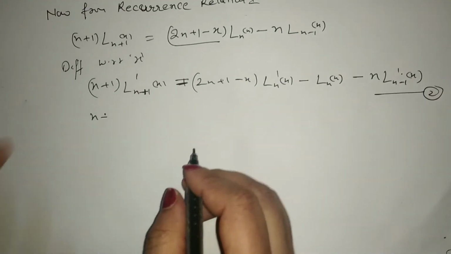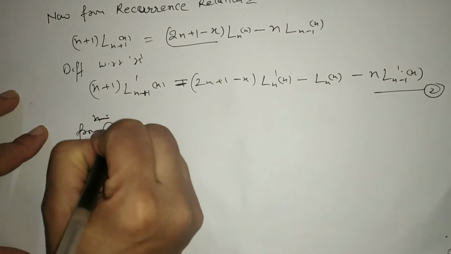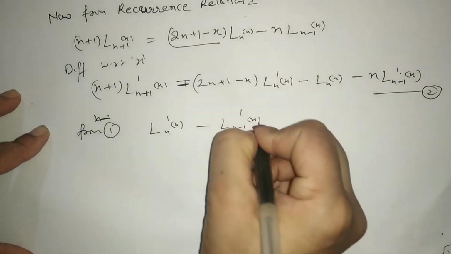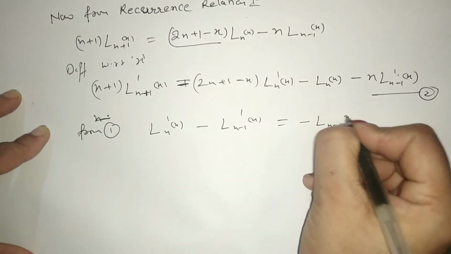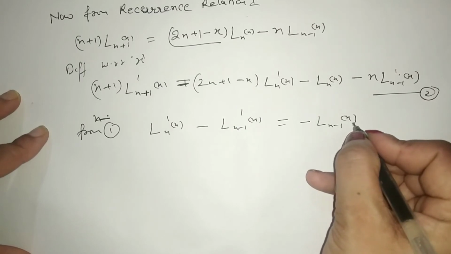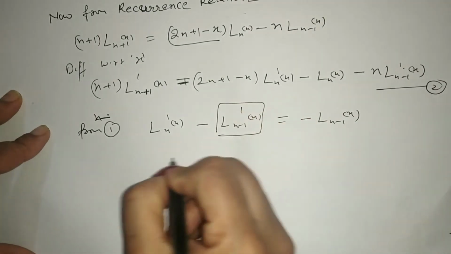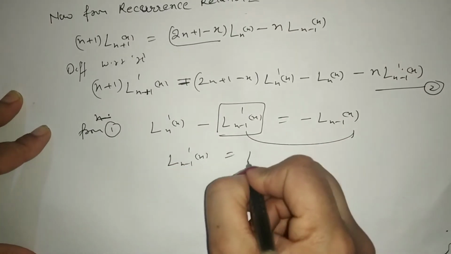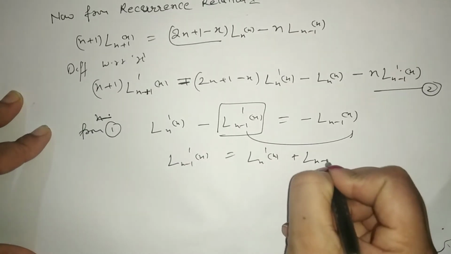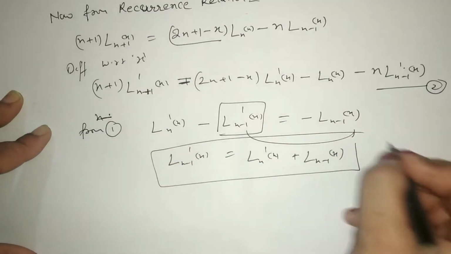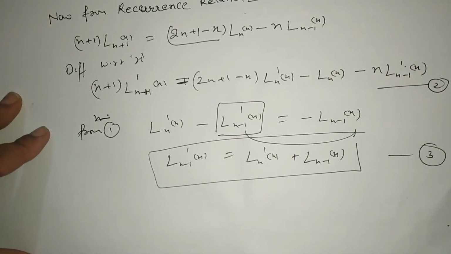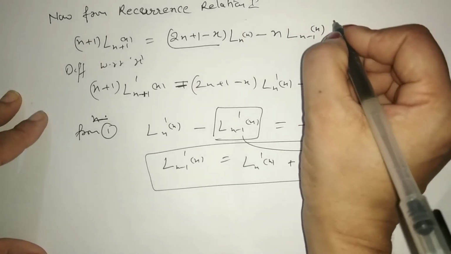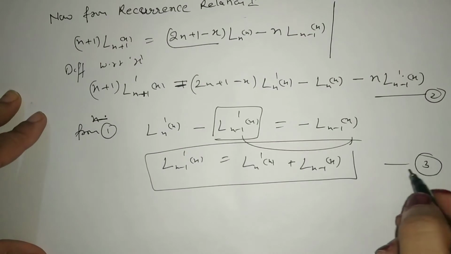Now from 1, which is ln dash x minus l(n-1) dash x is equal to minus l(n-1) x, here if we have to write this value, it is l(n-1) dash is equal to, if we take this on the other side, ln dash x plus l(n-1) x. So this is our number 3 result. So we obtained 3 results. First, by differentiating the generating function, the result that we obtained is this one.